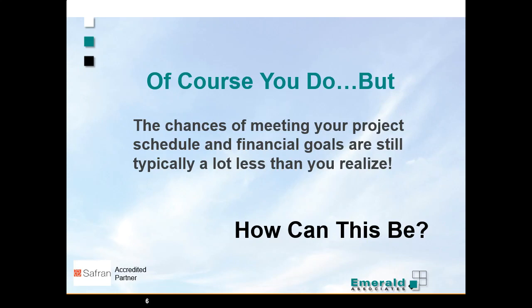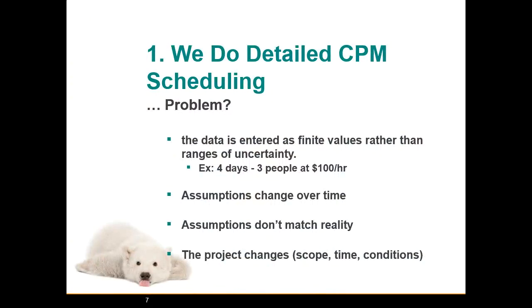Well, there's a number of things that can haunt you when you're working on your project. The first thing is we do detailed scheduling, but the problem is we enter all of our data as finite values rather than ranges of uncertainties. So we'll estimate that there's going to be 3 people working on this activity for 4 days at $100 an hour. But assumptions change over time, and sometimes they don't match reality. Maybe this activity is actually going to take 5 days, or maybe we're going to need 4 people to do it, or $100 an hour isn't a realistic rate. Those are all things that might change that can cause our schedule to change.